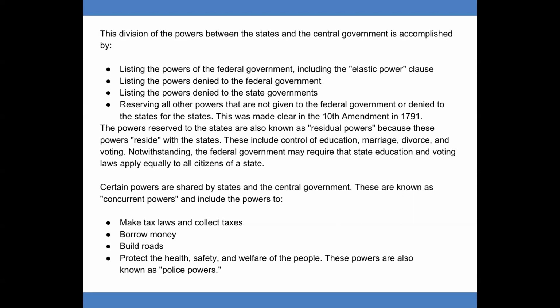Certain powers are shared by states and the central government. These are known as concurrent powers and include the powers to make tax laws and collect taxes, borrow money, build roads, protect the health, safety, and welfare of the people. These powers are also known as police powers.